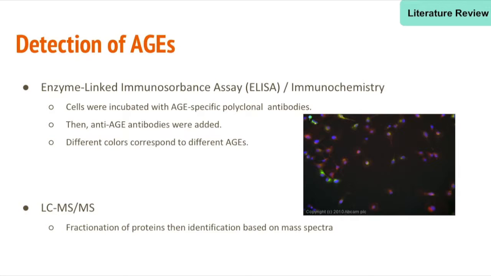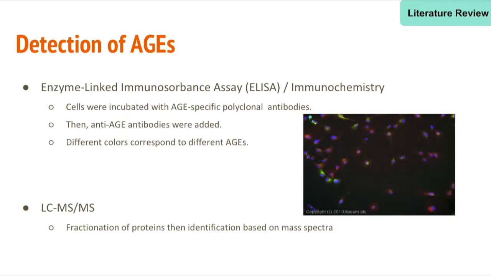There are two main methods to detect for the presence of AGEs. The first one is through an immunochemical method called enzyme-linked immunosorbent assay, or ELISA for short. Cells are first incubated with AGE-specific polyclonal antibodies. These antibodies will bind to their specific AGEs. Then, anti-AGE antibodies that have unique fluorescent tags are added. Thereafter, the cells are visualized under a fluorescent microscope. Different colors correspond to different AGEs.